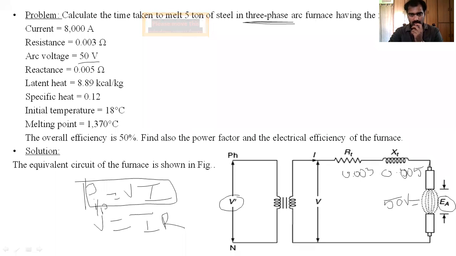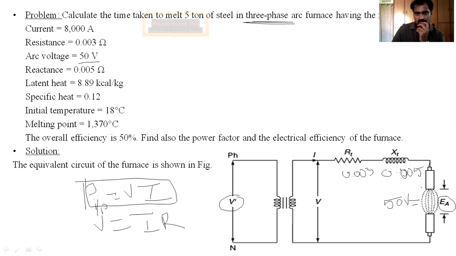One thing we have to remember from the last class: in the indirect arc furnace we are using here, we cannot use any 3-phase supply directly. That's why we are going to calculate all the terms per phase, and finally multiply by 3. Then only 3 into single phase gives your 3 phases. That's why we calculate each and every element per phase.